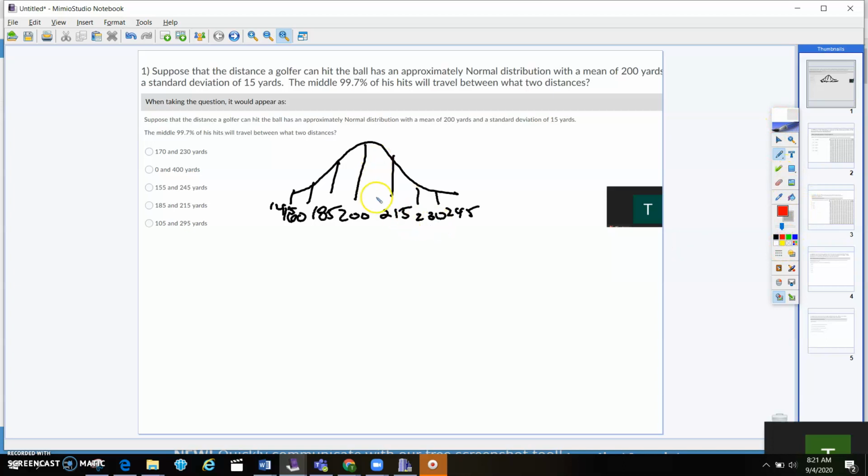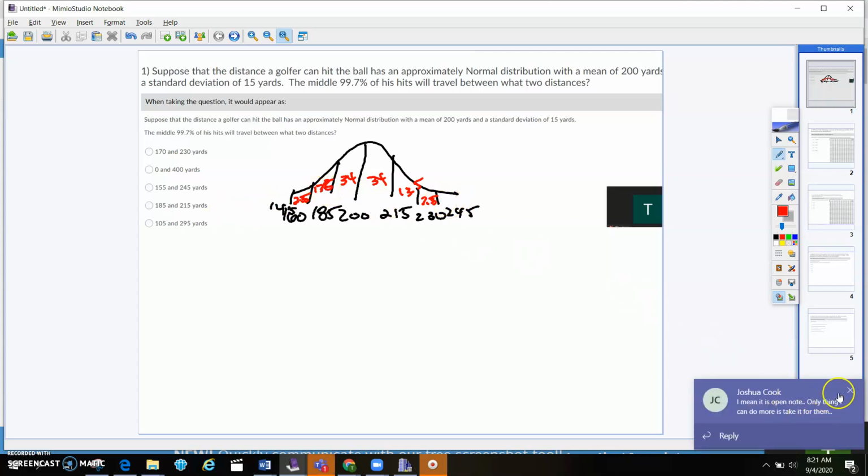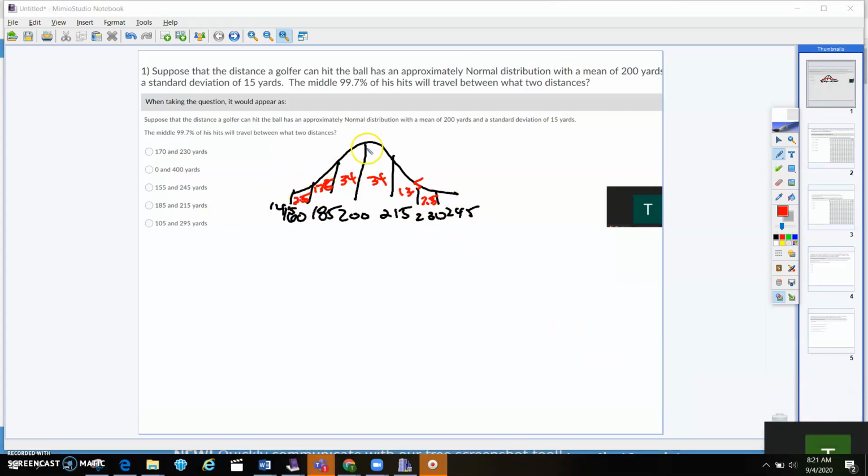So in this first standard deviation, it's going to be 34%. In the second, it's going to be 13.5. And the third standard deviation, we got 2.35. And then there's a little bit out here. So really, we're talking about everything that's underneath this curve, right? And they want to know what the distance was for the majority of that 99.7%.